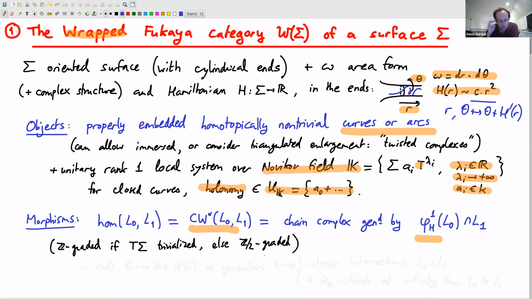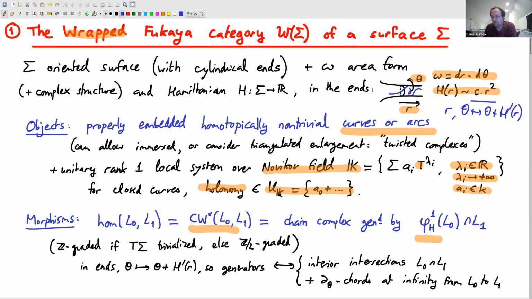Okay, so these Floer complexes carry a Z grading if the tangent bundle of sigma is trivialized. That, of course, can only work on open surfaces or on tori. Otherwise, it's only Z mod 2 graded. I will not tell you about gradings because that's the one actual technical bit of symplectic geometry in this talk.